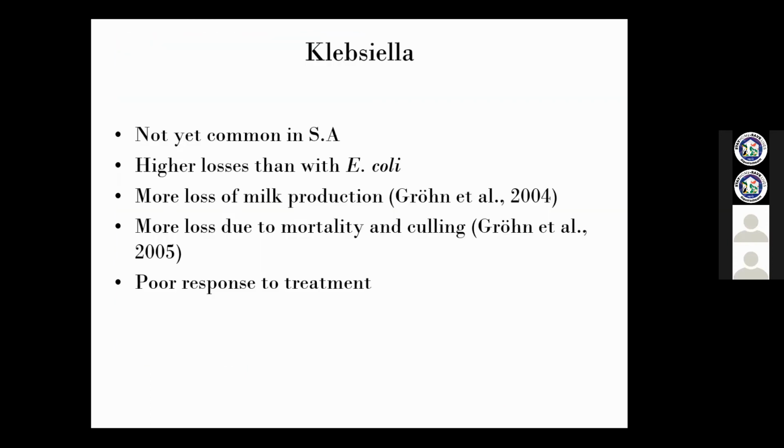If we move to Klebsiella, I said to you earlier, we haven't got a lot of that yet, but we should be aware of it because the overall losses from Klebsiella are much higher than E. coli. It also tends to be much more of a chronic infection, and the response to treatment is very poor. The damage to the udder is high, so the production loss is very high. So a large part of these animals eventually will be slaughtered.